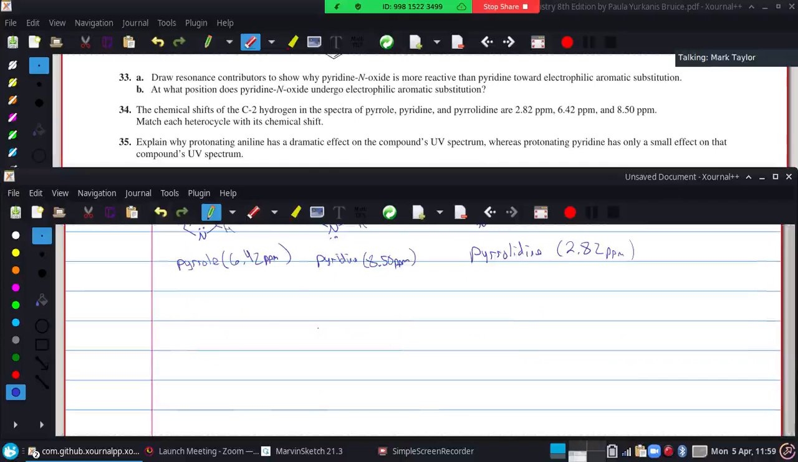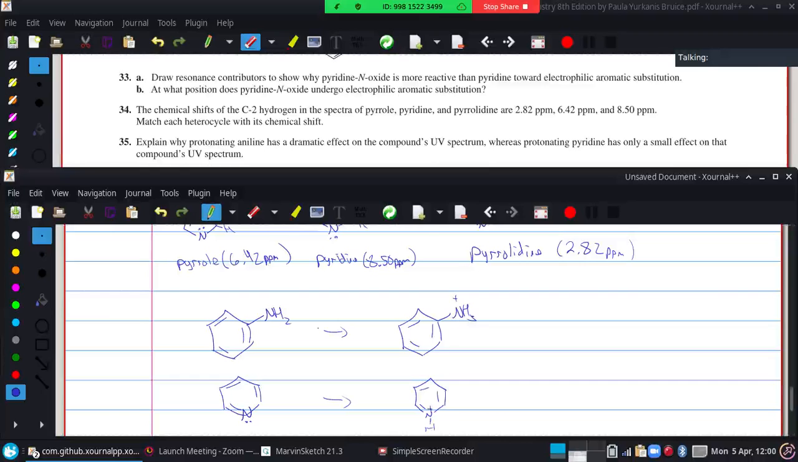That's a good question. So aniline gets its UV spectra from those conjugated double bonds. And if I protonate it, I have that. Pyridine... Okay, I get this. Alright, so on the aniline, I have that pair of electrons there.